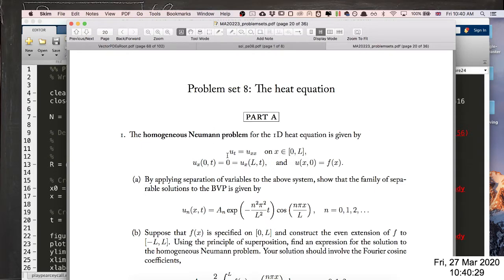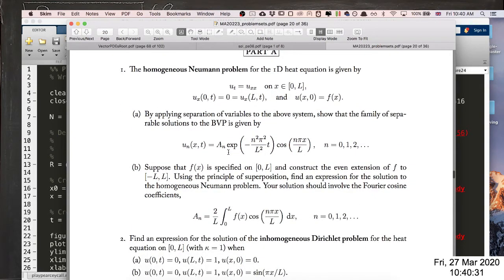Okay, so this question here is asking you, take the same heat equation as before. It looks like I set kappa equal to 1 here. And the only difference now is that instead of 0 Dirichlet conditions, so remember Dirichlet is for the function value, I want you to solve the 0 Neumann condition problem. So you're going to set the derivative of the function equal to 0.